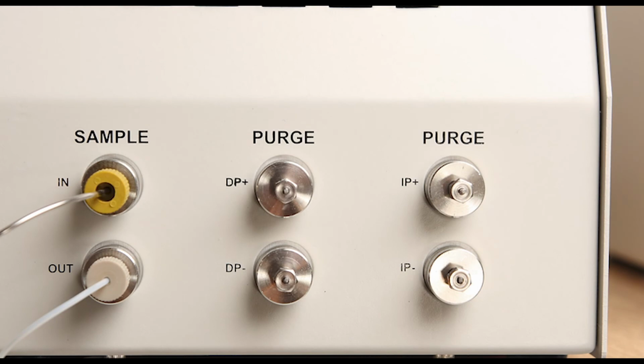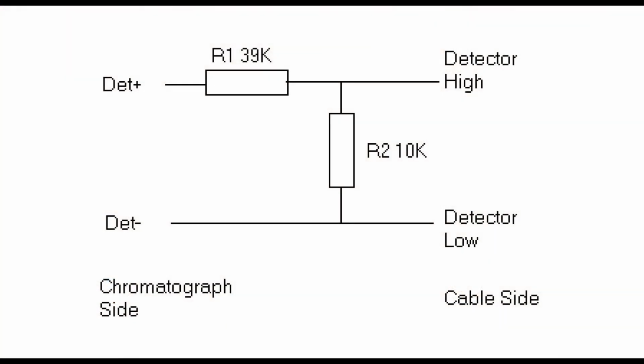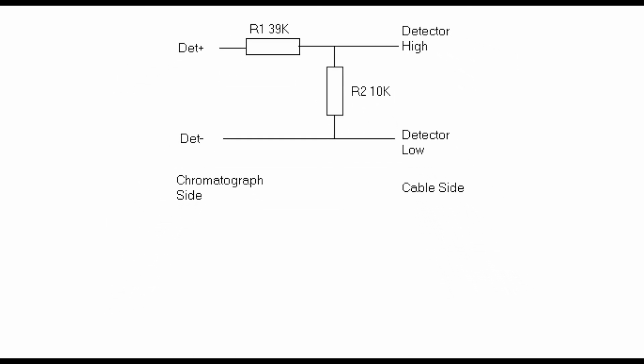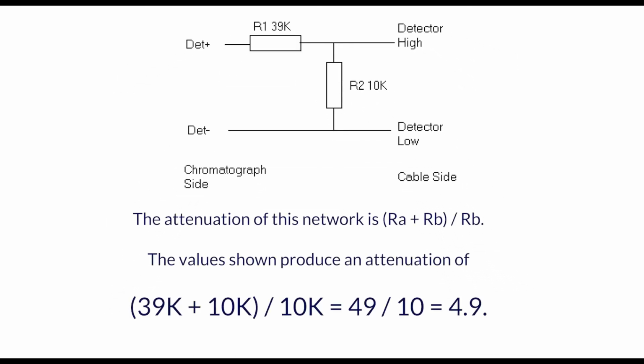Some detectors have only a 5 or 10 volt output. In these cases, it is often desirable to attenuate the detector output so that it matches the acquisition hardware limits. A simple attenuator consists of two resistors, as shown on screen. The attenuation of this network is RA plus RB divided by RB.